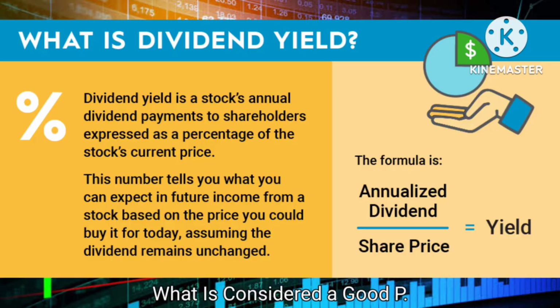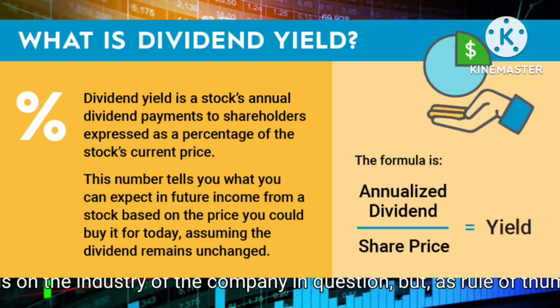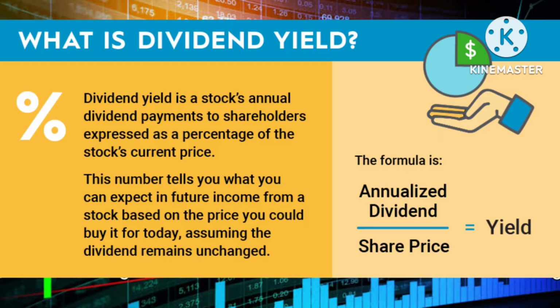What is considered a good P/E ratio? Again, this depends on the industry of the company in question, but as a rule of thumb, the lower the P/E is, the better. A good P/E ratio should also be lower than the average P/E ratio, which is between 20 to 25. In general, a P/E ratio is considered to be good when it has a value lower than 1.0, suggesting a stock is relatively undervalued. A P/E of 1.0 is a fair value. It's priced in line with the expected growth. Over 1.0, and you are paying for more growth than expected.